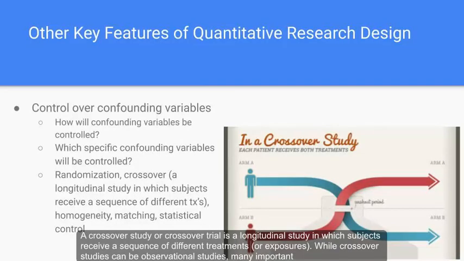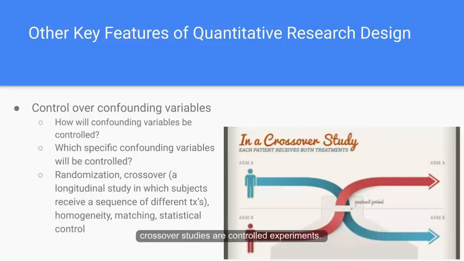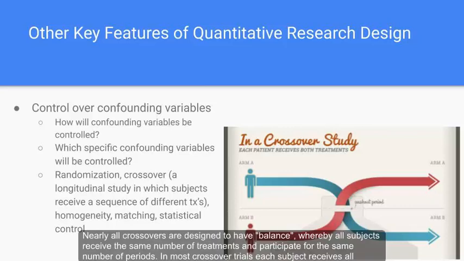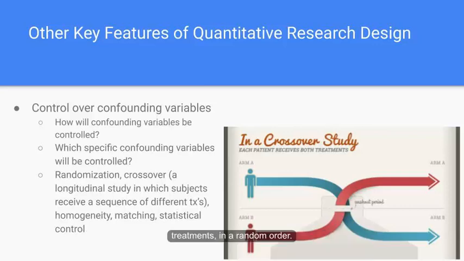A crossover study or crossover trial is a longitudinal study in which subjects receive a sequence of different treatments or exposures. While crossover studies can be observational studies, many important crossover studies are controlled experiments. Nearly all crossovers are designed to have balance, whereby all subjects receive the same number of treatments and participate for the same number of periods. In most crossover trials, each subject receives all treatments, but in a random order.